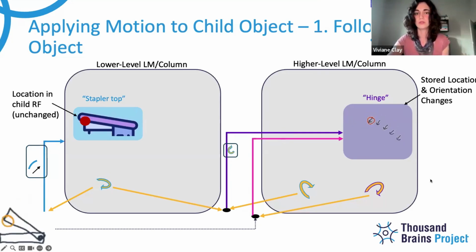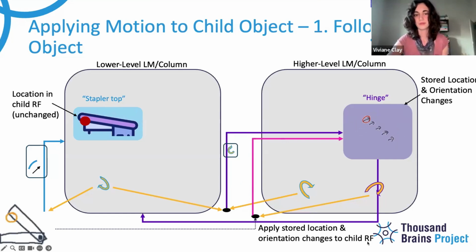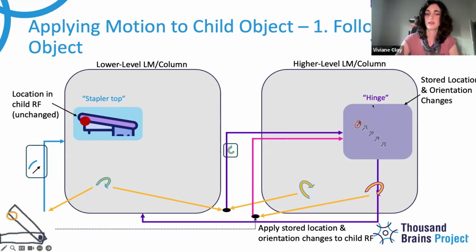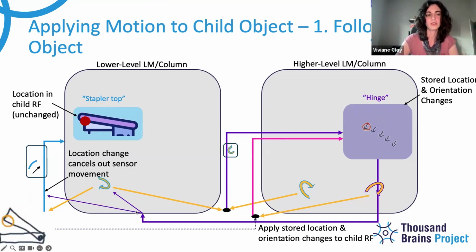So how do we do that? One way to do it could be to take the stored location and orientation changes that are stored here and apply them to the child object's reference frame. For orientation, we can just adjust that expected orientation. But more importantly, for location changes, we can apply that to the incoming movement vector. And in this case, they would cancel each other out.